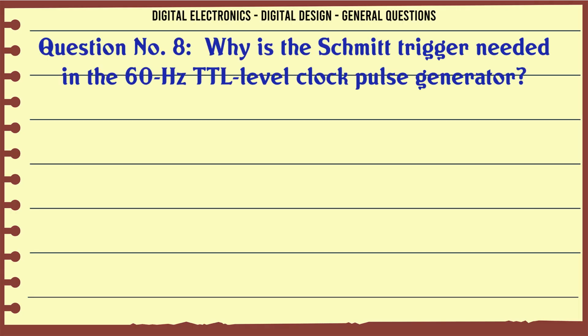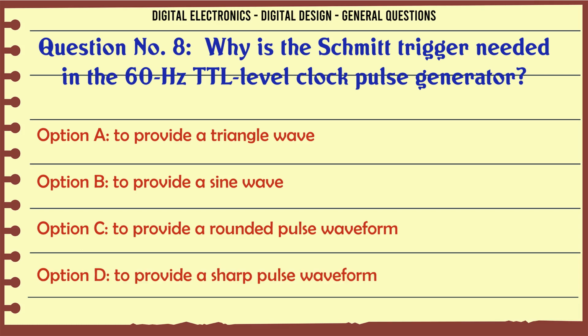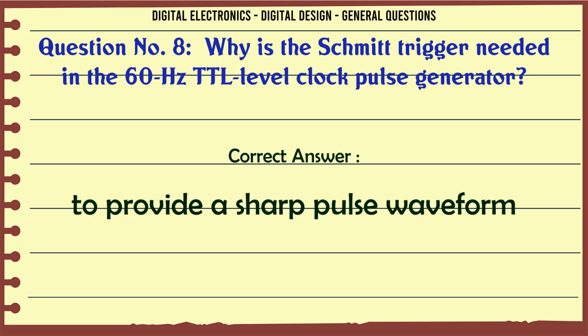Why is the Schmitt trigger needed in the 60 Hz TTL level clock pulse generator? A. To provide a triangle wave. B. To provide a sine wave. C. To provide a rounded pulse waveform. D. To provide a sharp pulse waveform. The correct answer is to provide a sharp pulse waveform.